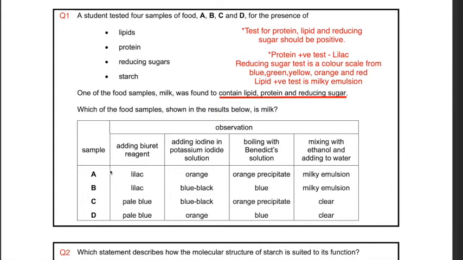A. Adding Biuret reagent, lilac. Yes, that is correct because the protein positive test is purple or lilac. Adding iodine in potassium iodide solution, orange. Yes, that is correct because no starch is present. Boiling with Benedict solution, orange precipitate. Yes, that is again correct. Mixing with ethanol and adding to water. The positive test result for lipids is milky emulsion. Therefore, A is the correct choice.